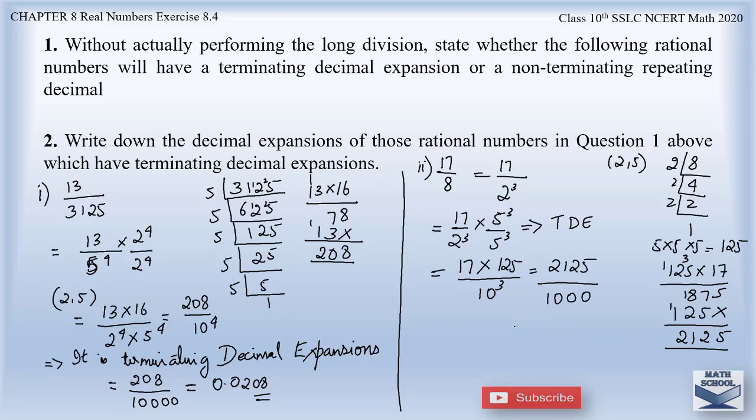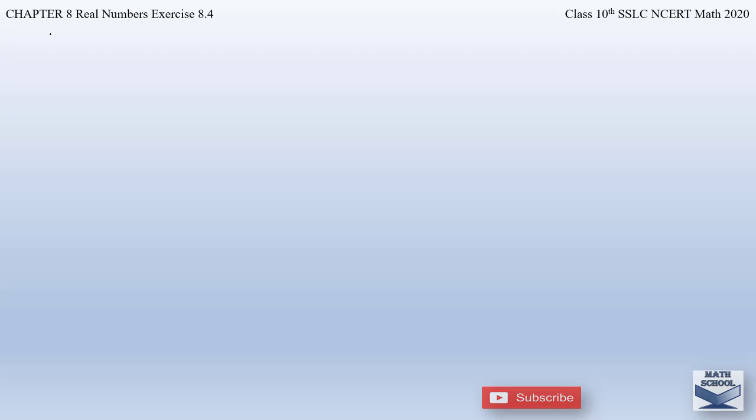So after 3 digits we have to place a point. It will come here. So the decimal equivalent will be equal to 2.125. Now moving ahead to our third question, which is 64 divided by 455.